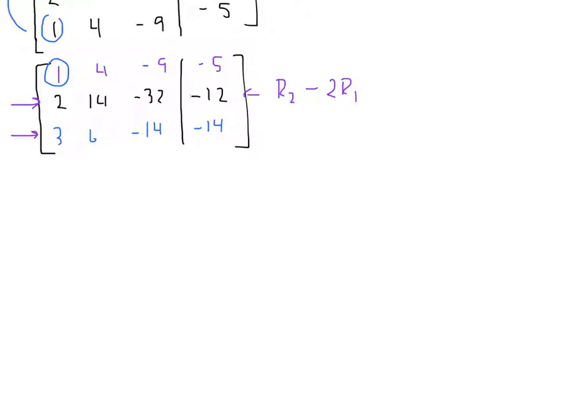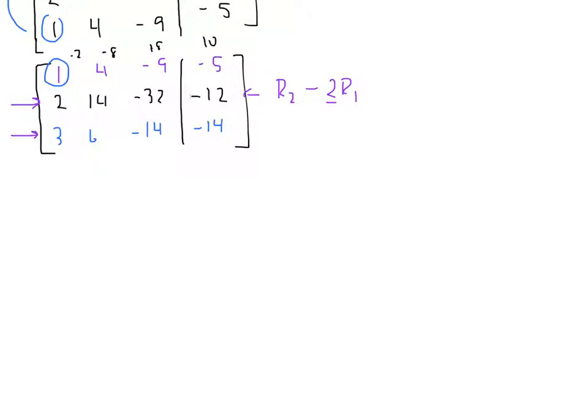What this means, this notation is telling you here, this negative 2 is telling you to multiply everything in row 1 by negative 2. Which means that this number here will be a negative 2. This will be a negative 8. Negative 2 times negative 9 will be 18. And negative 2 times negative 5 would be positive 10.